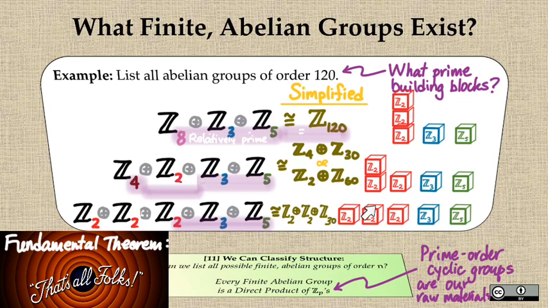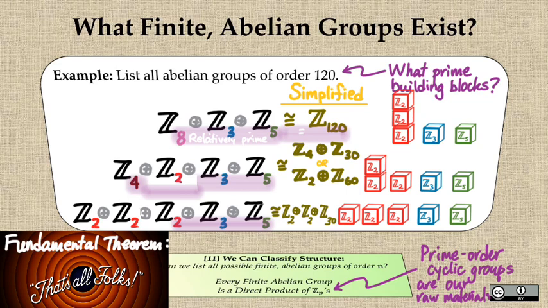When I stack one of these blocks on top of another one of the same color, I get something that has a prime power order, 2 to the 2nd power, 2 to the 3rd power. So those prime power order cyclic groups are the building blocks of all finite abelian groups. So what do we have to understand in order to see this big picture? Because at this point, if you believe the fundamental theorem, you can answer any question like this just by doing a prime factorization, stacking up some blocks, and simplifying.